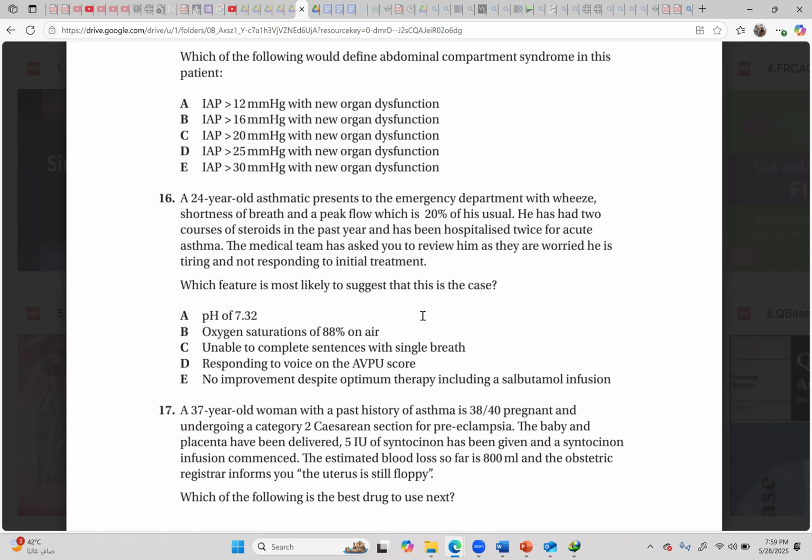So wheeze, shortness of breath, and a peak flow which is 20% of his usual. So actually, remember a few words about asthma.